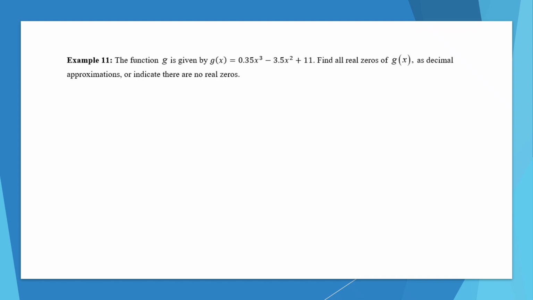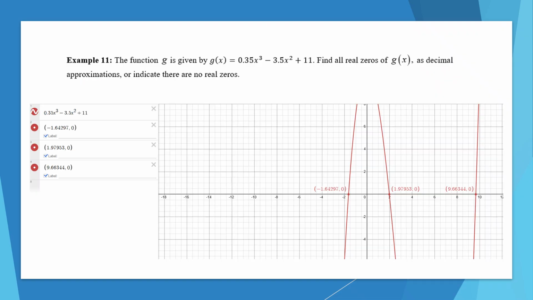Example 11, the function g is given by that polynomial. Find all real zeros as decimal approximations. So remember here, when they say decimal approximations, that means 3 decimal places. But this is what your Desmos should look like. So pause the video now and plug it in and see if you get this graph. It may not be the same color.